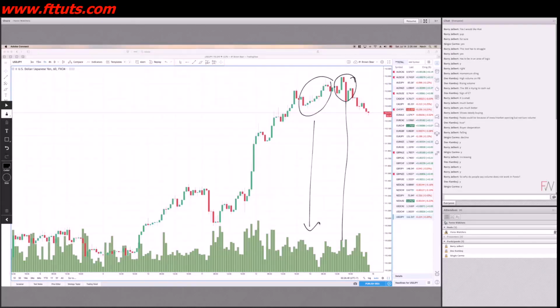Barry, so why do people say volumes do not work in Forex? Because volume only represents one broker. So if you're looking at volume from, let's say, FX Pro, well, that volume is represented of FX Pro only. So you'll never have an idea of what is the collective volume.